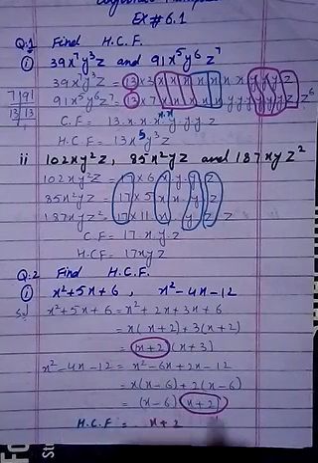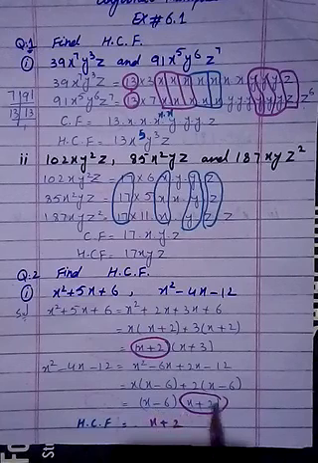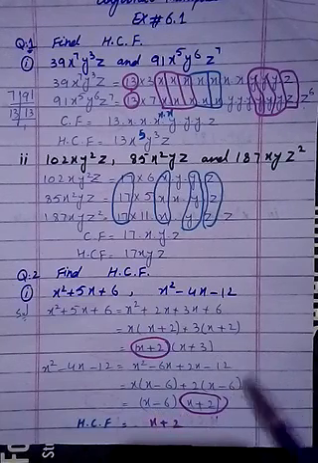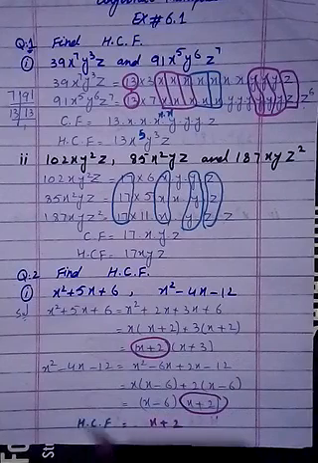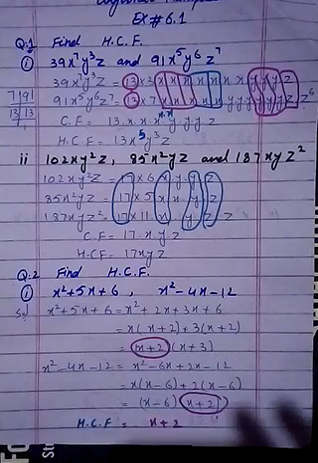Now taking x as common, and taking x minus 6 as common, we get the two answers for the two expressions. Now check which factor is common. x plus 2 is common, which I have circled with pink color. So its HCF equals x plus 2.